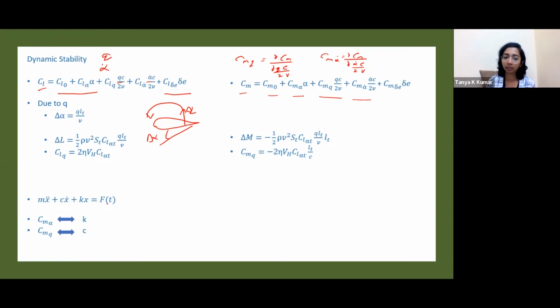Then we saw how it was analogous to a typical second order system, that is the spring mass damper. This is the equation for a spring mass damper, where the stiffness coefficient is K, damping coefficient is C. The states are X and X dot. If we make it analogous to our aircraft system, the states are Q and alpha dot. Okay, so they are alpha and Q. So alpha dot. Just a minute.